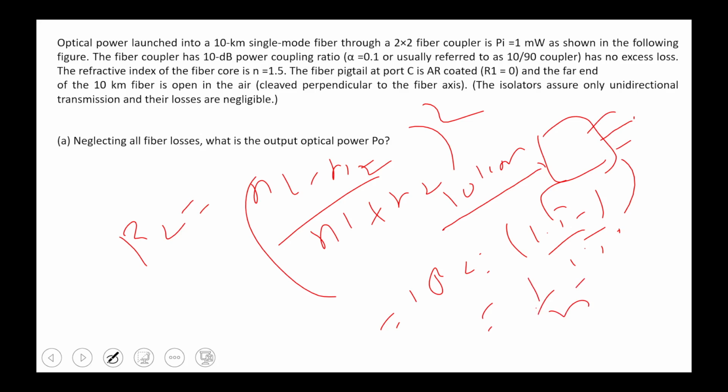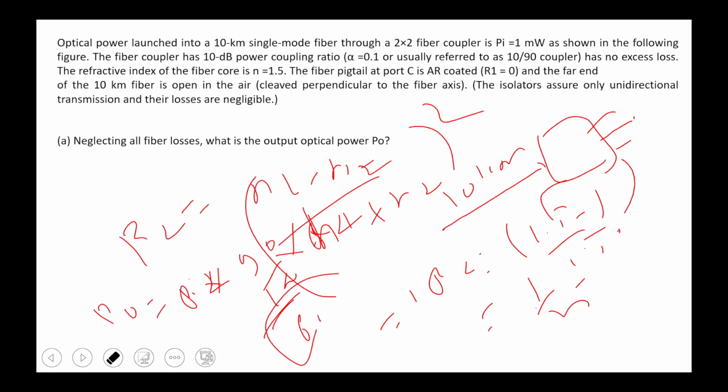So the power at the output side, P naught, you calculate through the input power Pi multiplied by the coupling ratio, 10 upon 100, and that multiplied by the reflectivity at the output side. Through this you can calculate the output power. Any doubt?